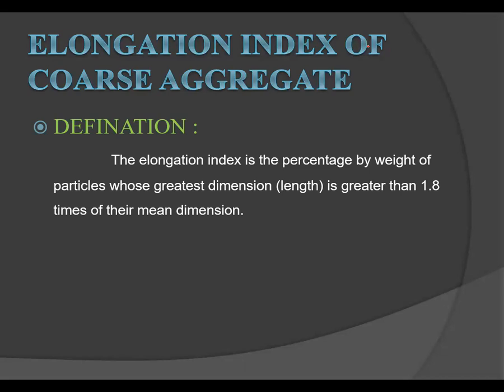This elongation index is applicable to aggregate sizes greater than 6.3 mm. The elongation index is the total weight of material not passing through the various slots, expressed as a percentage of the total weight of the sample. Then what is the elongation index? Its definition is the percentage by weight of particles whose greatest dimension, that means the length of that aggregate, is greater than 1.8 times their mean dimension. This is known as the elongation index.